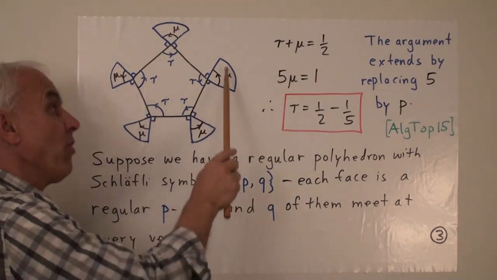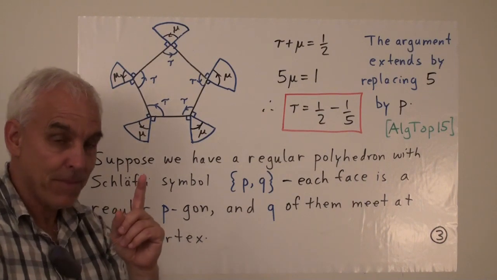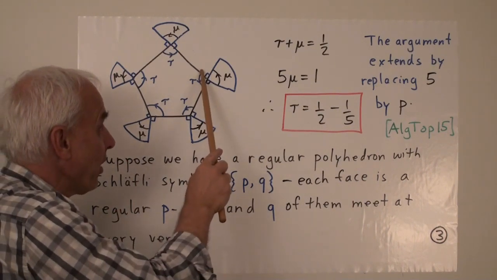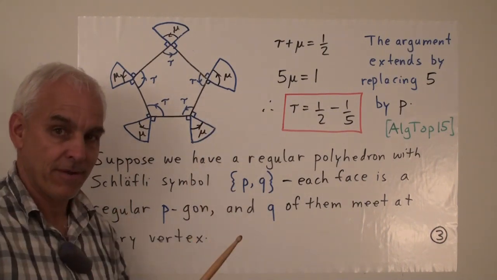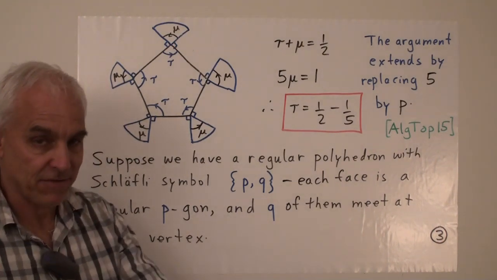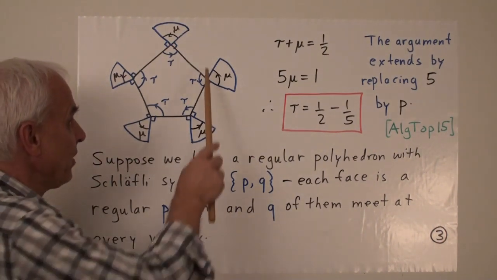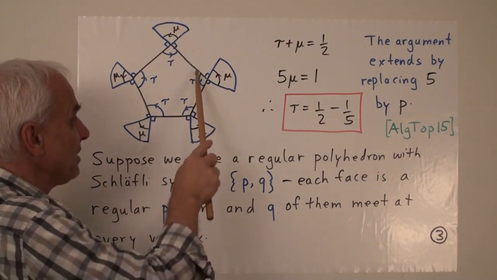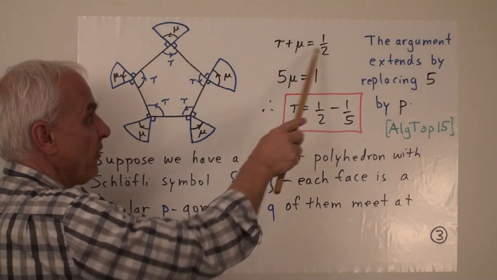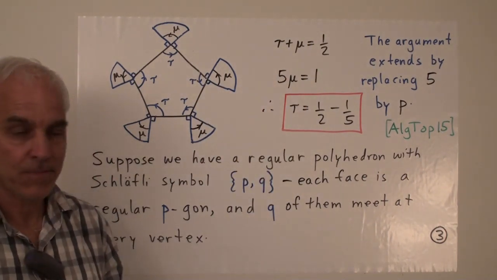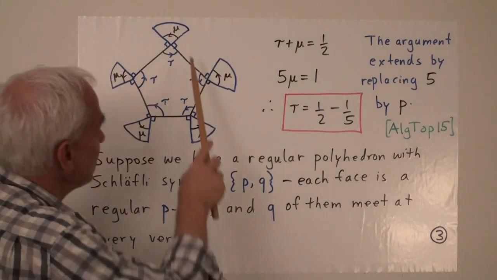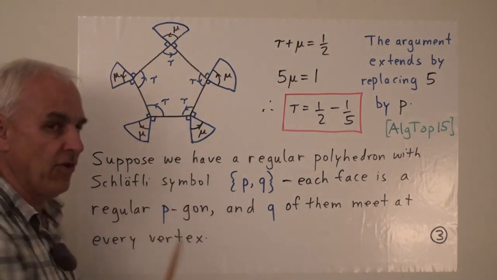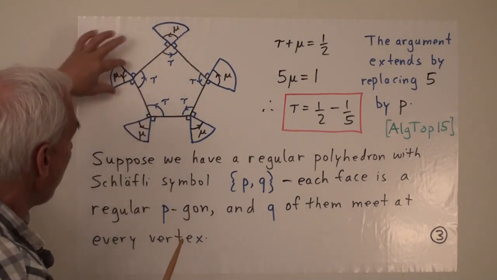Well, because all the way around is 1, and this is a quarter, and that's a quarter, and the quarter plus a quarter is a half, so that leaves a half left over. So these add up to a half. That means that tau plus mu also have to add up to a half.